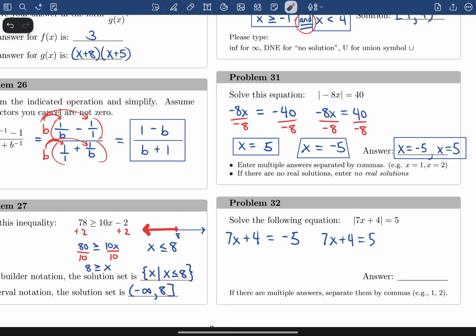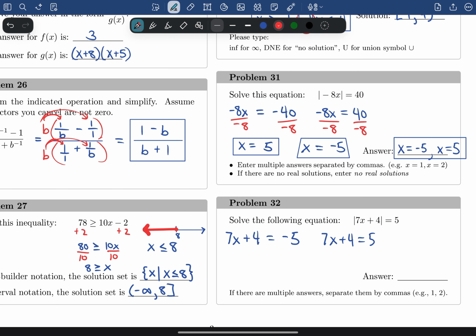Now let's solve both equations, and I'll do it simultaneously since they have the same operations. Here I'm subtracting 4, and I'm going to do it in both cases. So I get 7x equals -5 minus 4, which is -9, and then 7x equals 5 minus 4, which is 1. I now divide by 7 in both cases, and I have my solutions: -9/7 and 1/7.